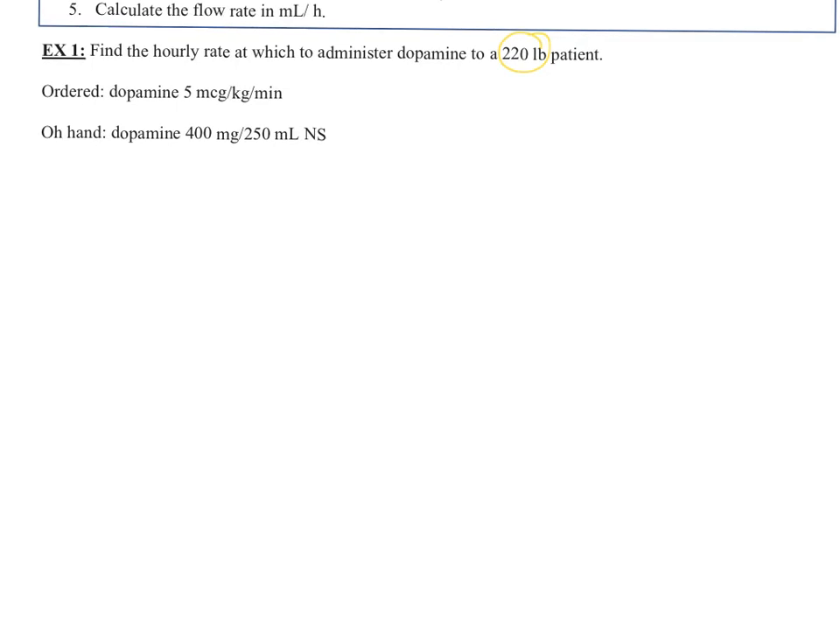So first, convert. We have 220 pounds. We want to know how many kilograms that's going to be. As usual, we have our conversion factor, 1 kilogram to 2.2 pounds. Let X be the number of kilograms. Cross multiplying, we end up with X equals 100 kilograms. So the patient weighs 100 kilograms.